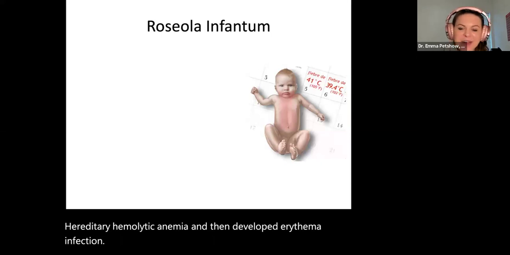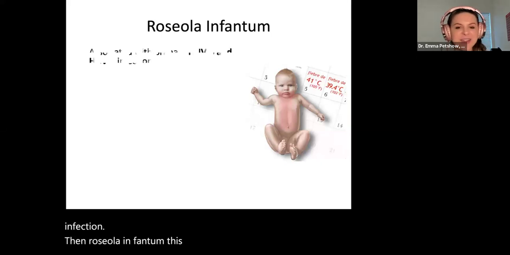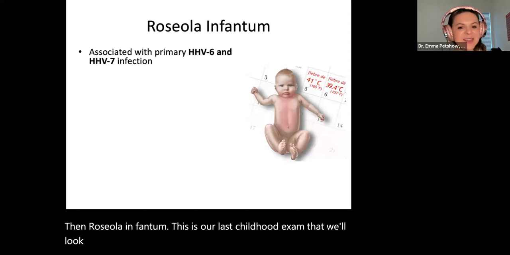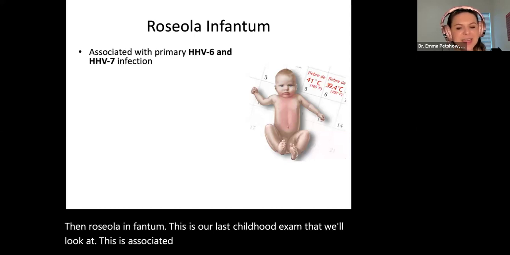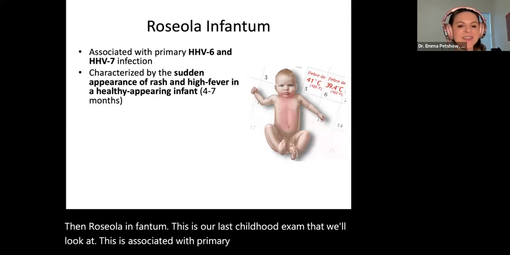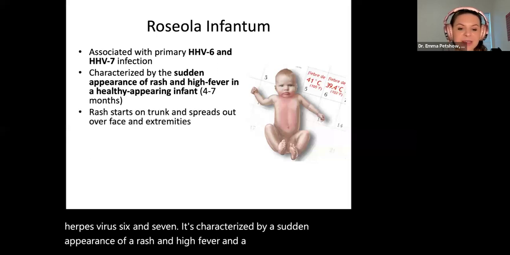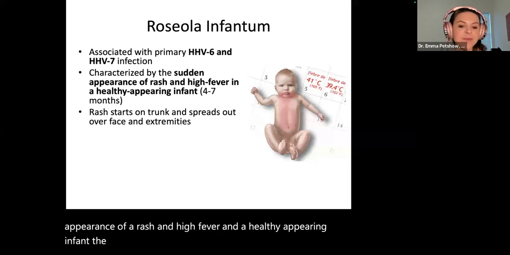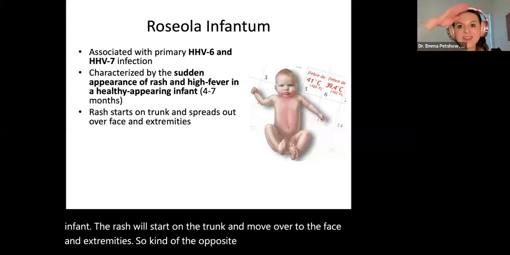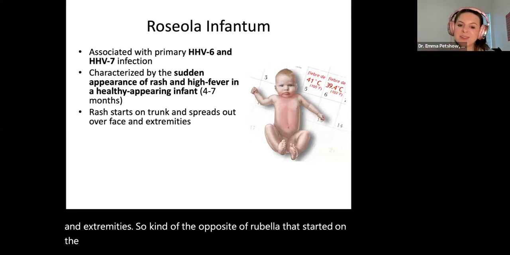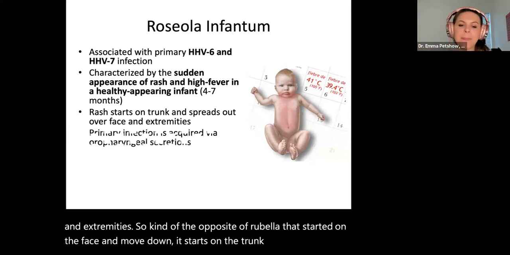Then roseola infantum. This is our last childhood exanthem we'll look at. This is associated with primary HHV 6 and HHV 7, so our herpes virus 6 and 7. It's characterized by a sudden appearance of a rash and high fever in a healthy appearing infant. The rash will start on the trunk and move over to the face and the extremities. So kind of the opposite of rubella that started on the face and moved down. This starts on the trunk and spreads out.